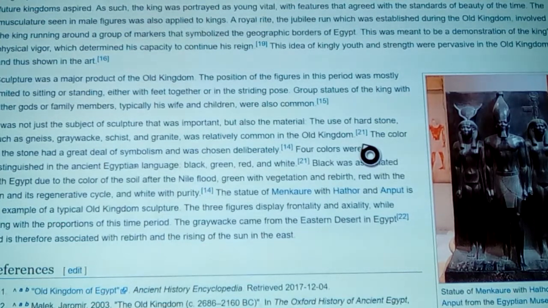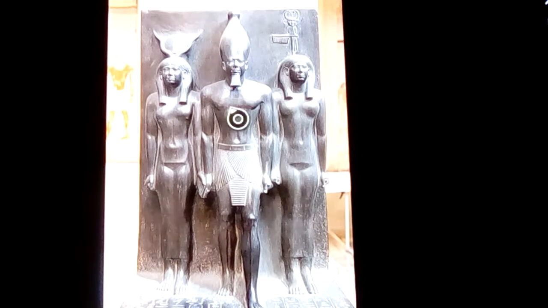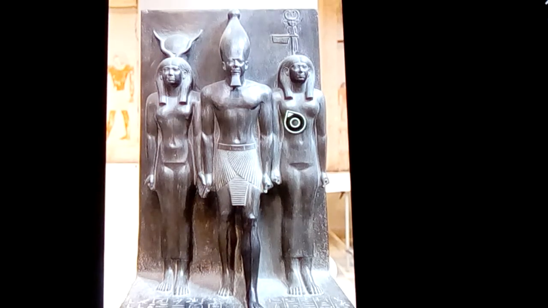So the statue of Menkaure, Hathor, and Anput is an example of typical Old Kingdom sculpture. The three figures display frontality and axiality while fitting with the proportions of this time period, and it's made out of greywacke, and this greywacke came from the eastern desert in Egypt and is therefore associated with rebirth and the rising of the sun in the east. We'll take a closer look at this, and you can see that they're Caucasian people, but you can also tell that they look almost like sisters and so on.